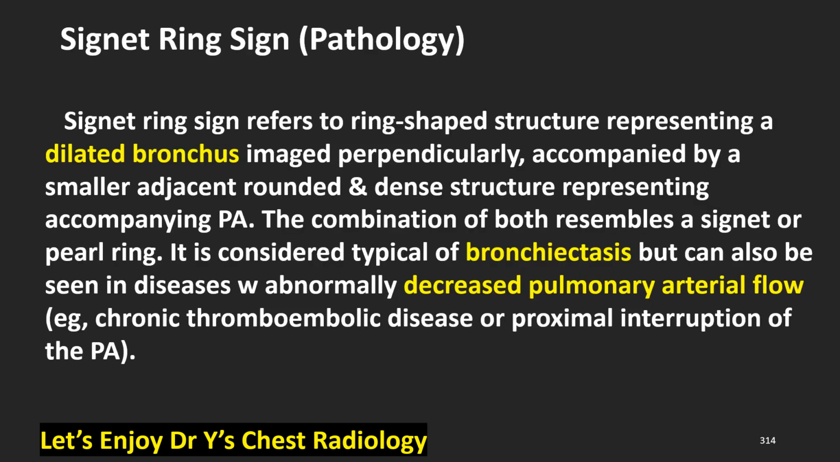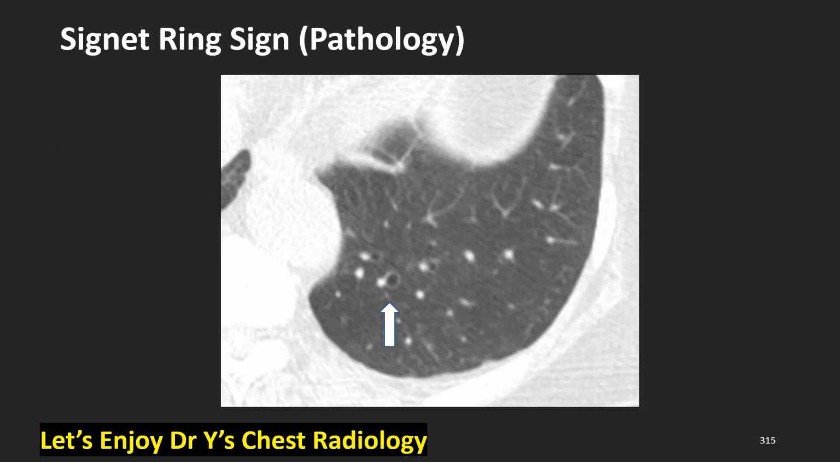Signet ring sign, pathology. Signet ring sign refers to a ring-shaped structure representing a dilated bronchus, imaged perpendicularly, accompanied by a smaller adjacent rounded and dense structure representing the accompanying pulmonary artery. The combination of both resembles a signet or pearl ring. It is considered typical of bronchiectasis, but can also be seen in diseases with abnormally decreased pulmonary arterial flow, for example, chronic thromboembolic disease or proximal interruption of the pulmonary artery. Arrow indicates a signet ring sign of bronchiectasis in left lower lobe.